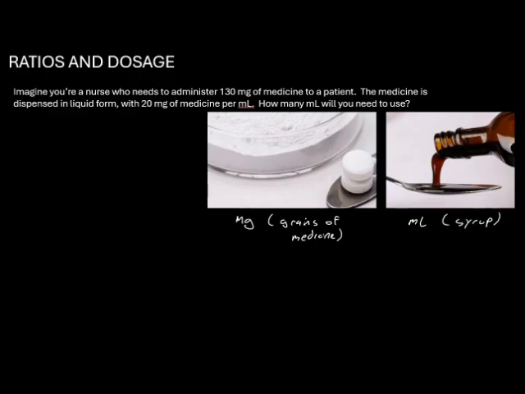However, in the question, we were told that this liquid form of the medicine has 20 milligrams of medicine for every milliliter. Therefore, I'm going to write that the way it's dispensed is 20 milligrams to 1 milliliter. For this reason, I'm writing a 20 under the milligrams, then putting a colon, and then putting 1 milliliter.